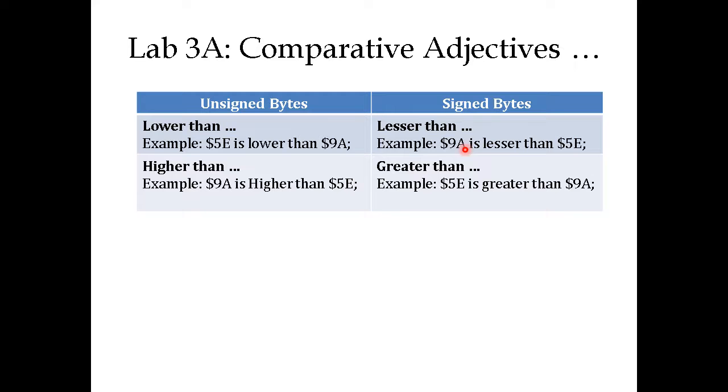Same is for the higher than and greater than. When you are comparing the same two numbers using the higher than wording, that means you are comparing the numbers as unsigned. And obviously you will tell 9A is higher than 5E because 9A always comes later than 5E when you count, right? But when you are comparing as signed, using the wording greater than, how do you tell? You will always tell 5E is greater than 9A. Why? Because 5E is a positive number and 9A is a negative number.